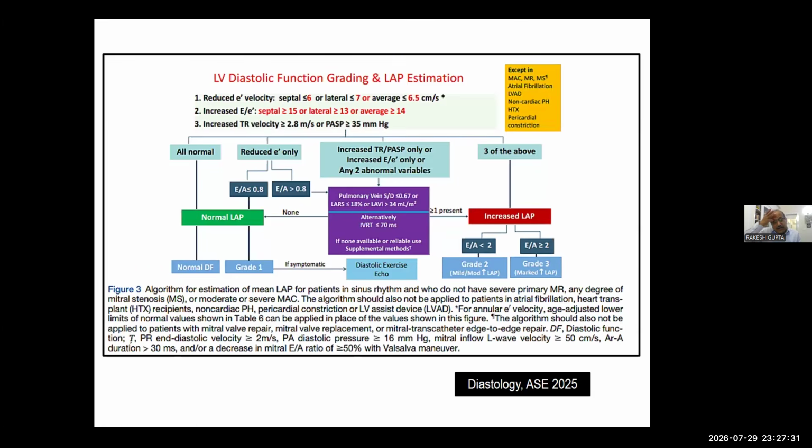And what does it reflect to management issue? When LV function is normal, the patient is dyspneic, we always start looking for reducing their LA pressure by using ARBs or ACE inhibitors, along with diuretics if IVC is bigger in size. So everything comes back to when we start looking at these kinds of things from a clinical perspective.